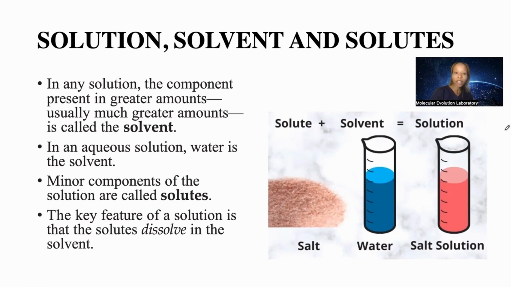Minor compounds of the solution are called solute. So the minor stuff, the minor compounds are called the solute. The solvent is what is present in greater amount. The minor component is the solute, and the key feature of a solution is that the solutes dissolve in a solvent. So the minor, which is the solute, dissolves in the major, which is the solvent.